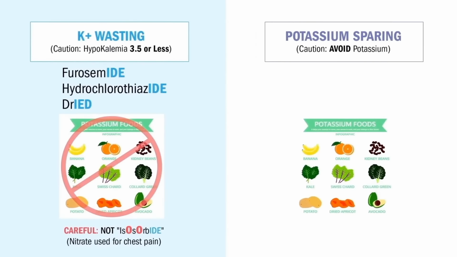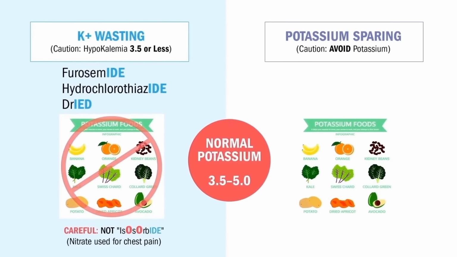Now, we only give potassium wasters if potassium is normal, between 3.5 and 5.0. Anything less than 3.5 is a big no-no, guys. We don't give the drug.